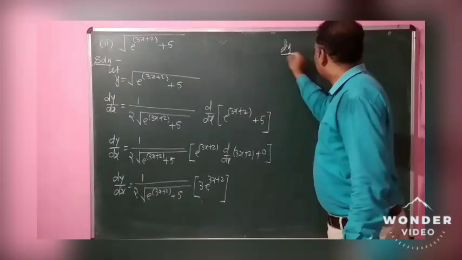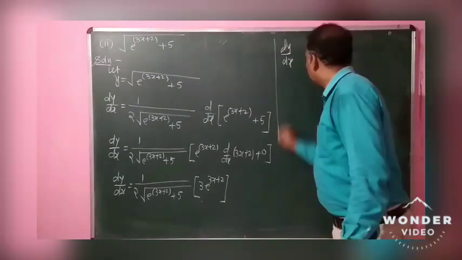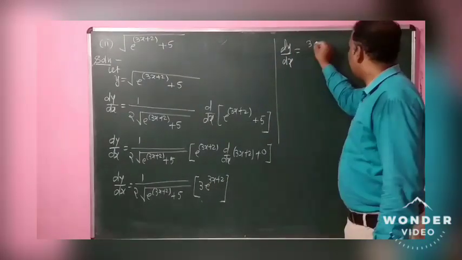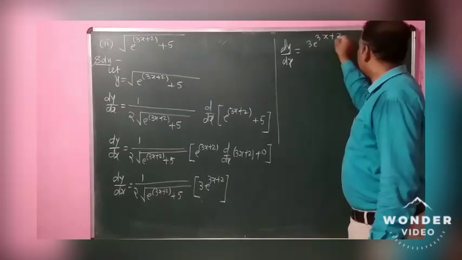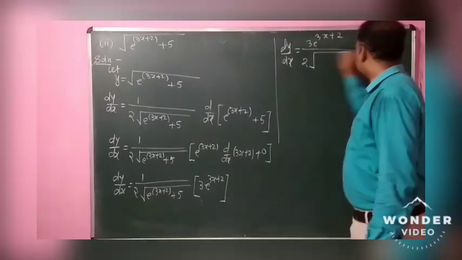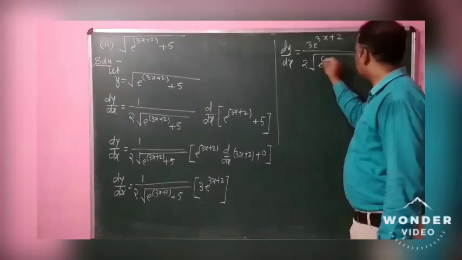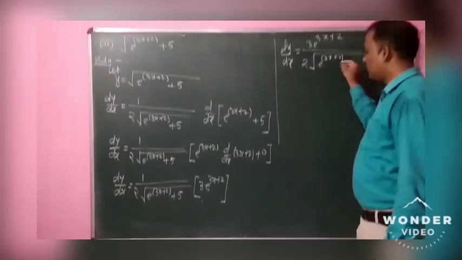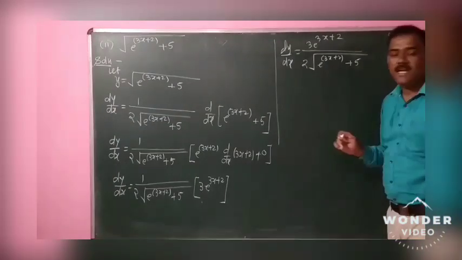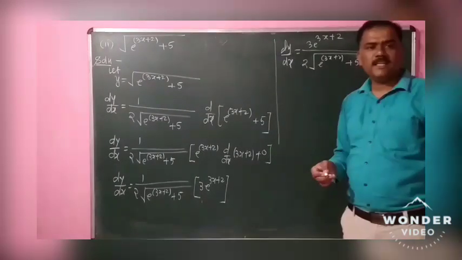dy by dx is equal to 3 into e raised to 3x plus 2 divided by 2 times the square root of e raised to 3x plus 2 plus 5, which is the required answer. We have to discuss the next example.